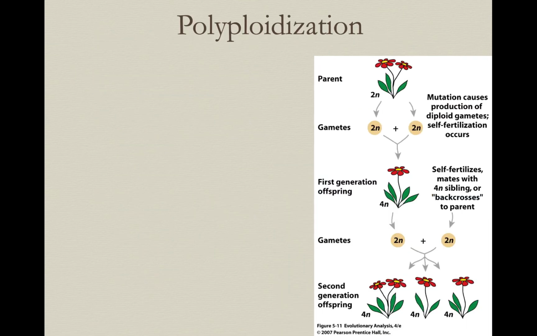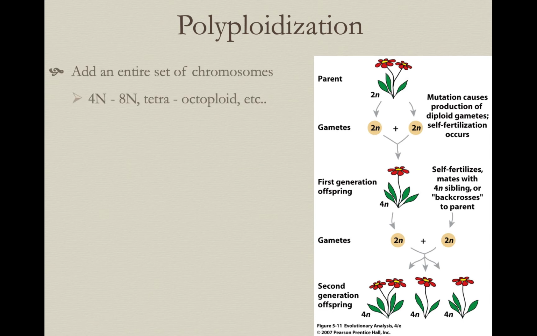All right, let's go to a completely bigger scale. What happens when organisms can completely duplicate their entire genome? This is called polyploidization, where you add an entire set of chromosomes. Most organisms you're familiar with are diploid. They have 2 copies of each gene. A polyploid has some multiple of that. So a 4N individual is a tetraploid. An 8N individual is an octoploid.